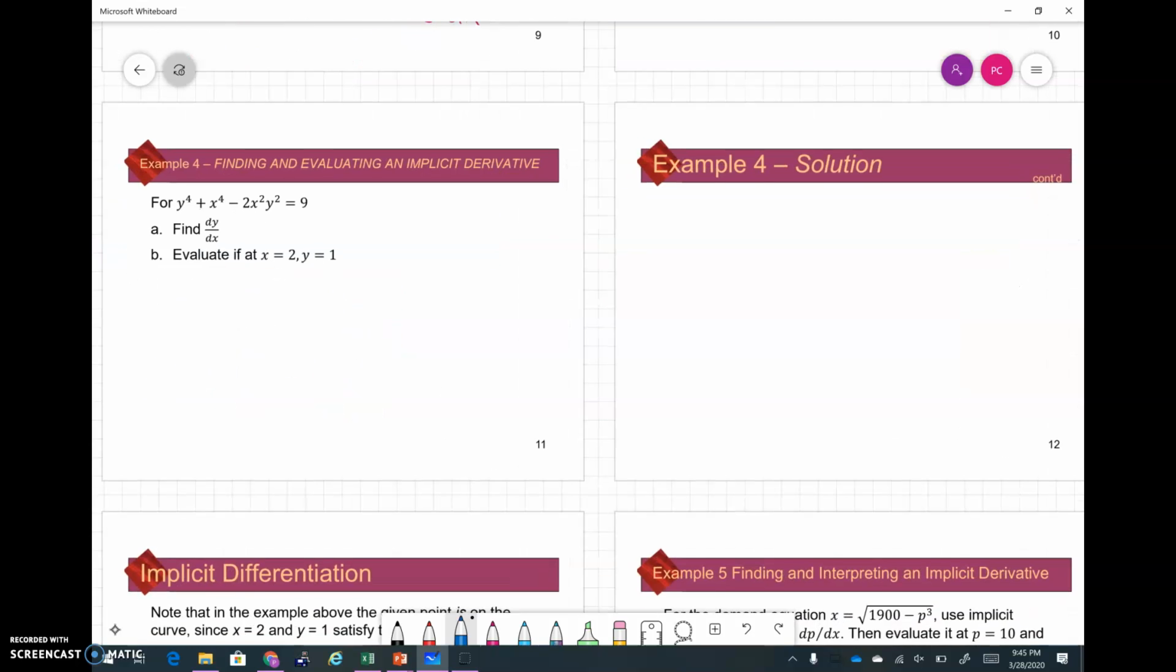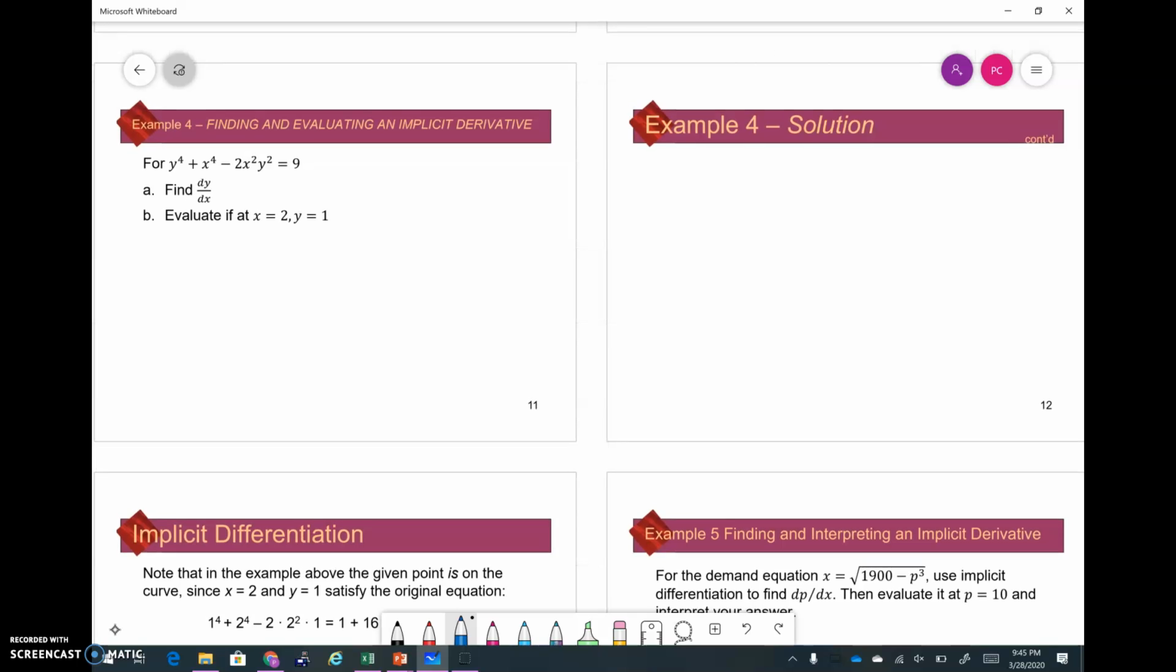So, we need to find, for the function y to the 4th plus x to the 4th minus 2x squared y squared equal to 9, dy over dx and then take that function and evaluate it when x is equal to 2 and y is equal to 1. So first step, we need to find dy over dx.